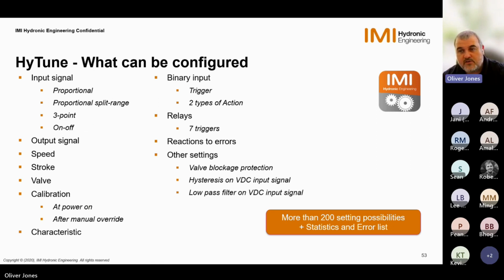So just to give you an idea briefly of what we can configure within the actuator itself, we can change our input signal. So we can do the proportions, 0 to 10, we can do 10 to 0, we can change the direction that it actually works in. We can do a split range proportion. So this means between 0 and 4.5 volts, we can control from one BMS point the actuator on the heating.